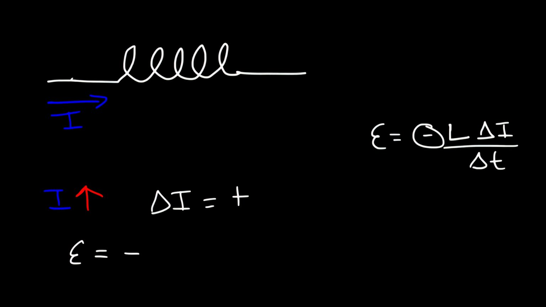And anytime the current increases, an induced current will be created in the coils that will oppose the increasing current that created it. So whenever you have a negative EMF, the induced current is opposite to the direction of the original current. So if the original current is flowing clockwise, the induced current will be counterclockwise. It's just going to be opposite to what it is. So that's the direction of the induced EMF and the induced current.